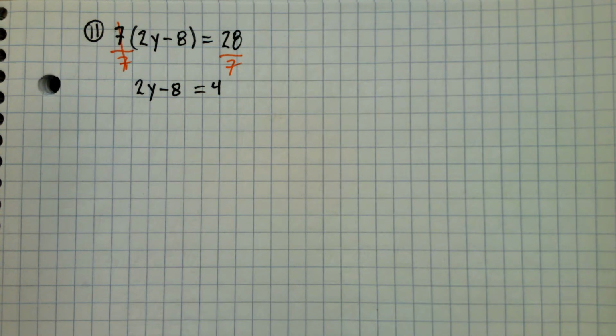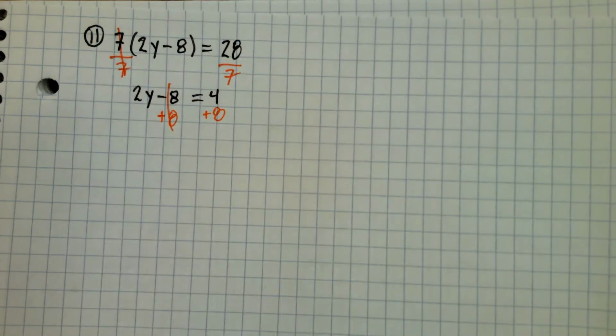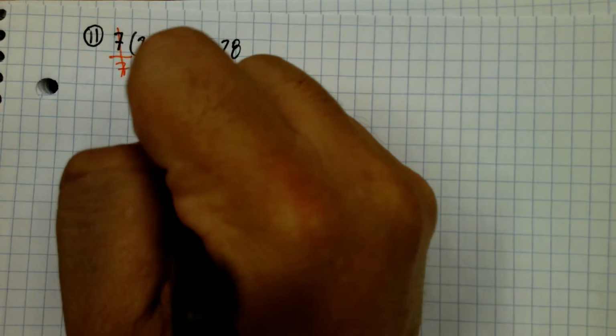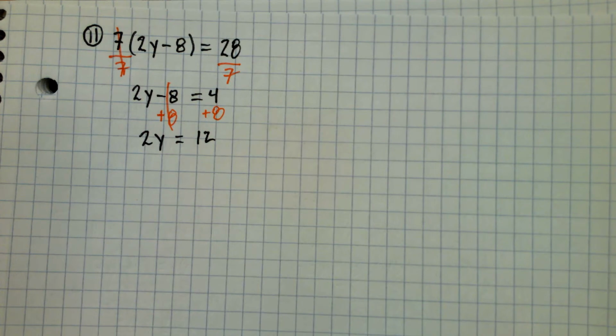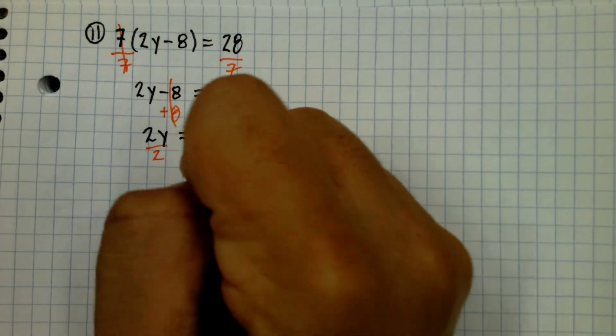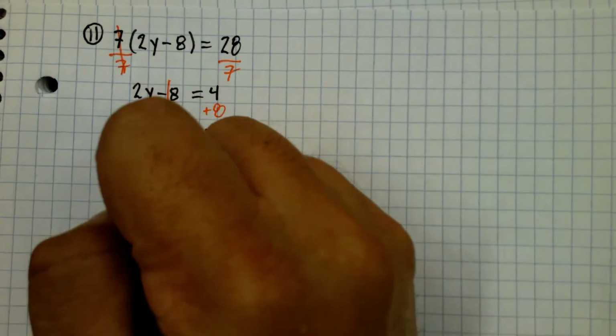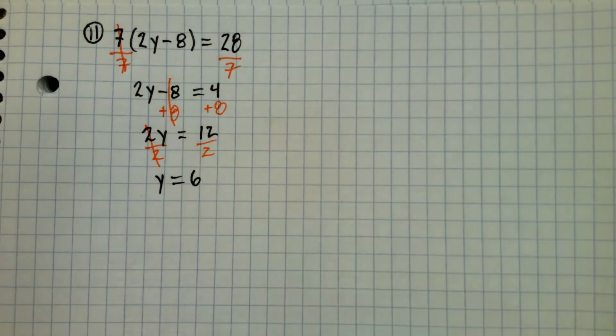And now it's just a 2-step equation. Okay? I didn't have to distribute. Any questions? Okay, let's get rid of this minus 8. Do the opposite. 4 and 8 is 12. So now I have 2 times something equals 12. So get rid of the multiplying by 2. And we get an answer. y equals 12 divided by 2, 6.